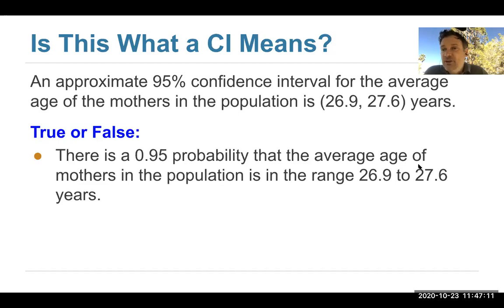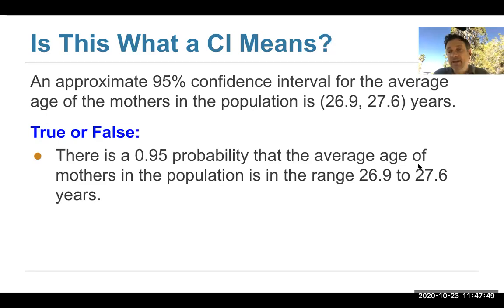We might be ignorant about what it is, but there still is an answer out there. God can see what that value is, even though we don't know it. So there's no randomness in that. The only randomness is in who is chosen to be in the sample. Now when you have this range, 26.9 to 27.6, the true average either is in that range or it isn't. We're unaware of whether it is or isn't. We don't know, but it's either true or it's false. And God knows. We don't know.